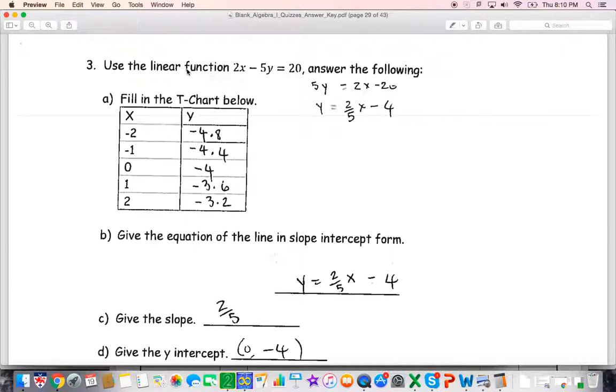I don't have a writing utensil here, but again, in order to figure out these values, all I did was plug in or substitute those values into that equation and just solve for y. It's just a little bit of algebraic manipulation.